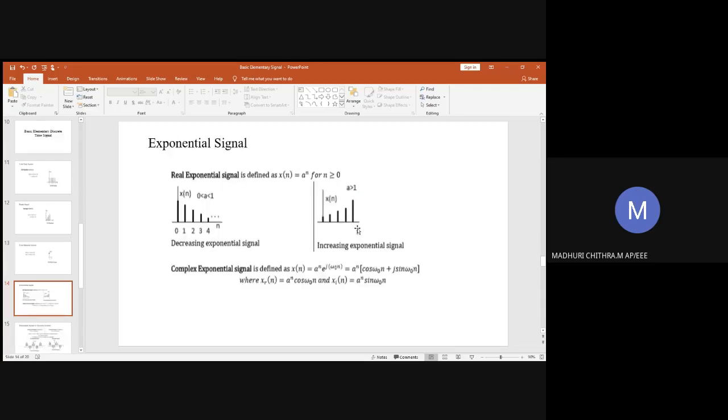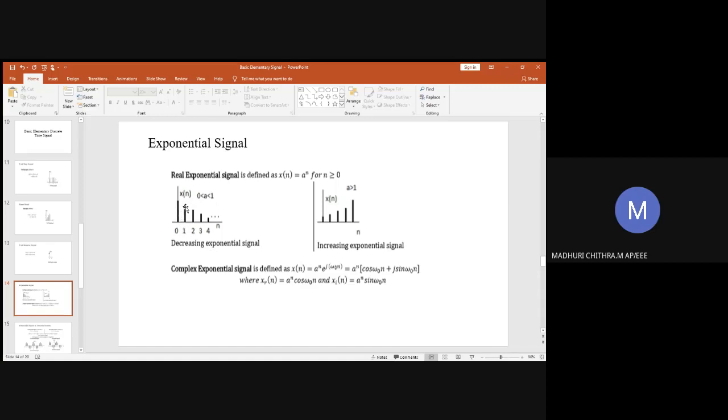Next, exponential signals: exponentially decreasing signals and exponentially increasing signals. There are two types, real exponential and complex exponential signals. A real exponential signal is defined as x of n equal to a power n for n greater than or equal to 0, where 0 is less than a, which is less than 1.